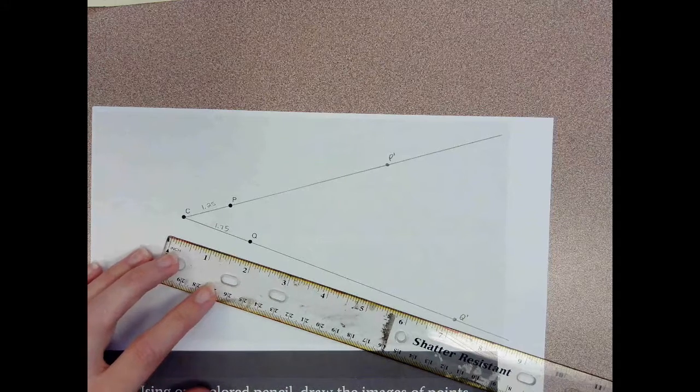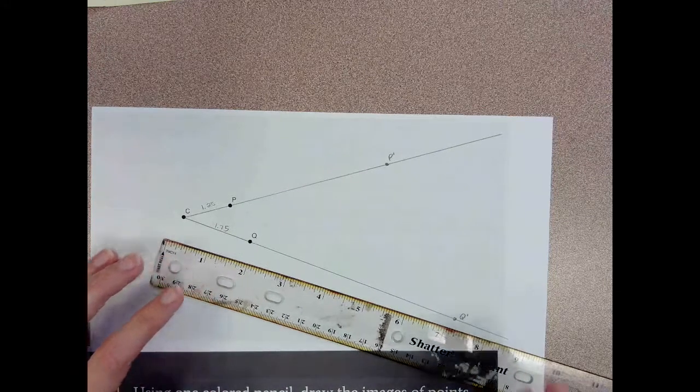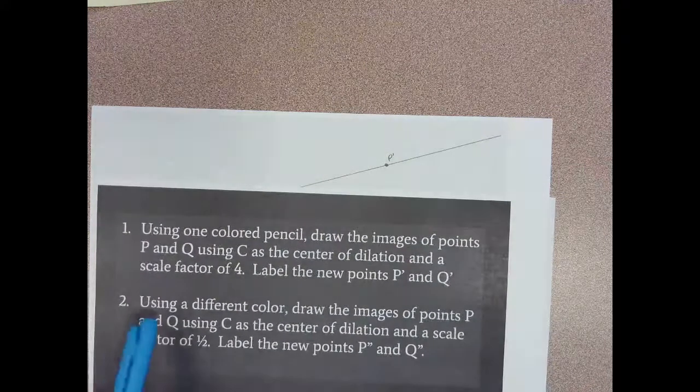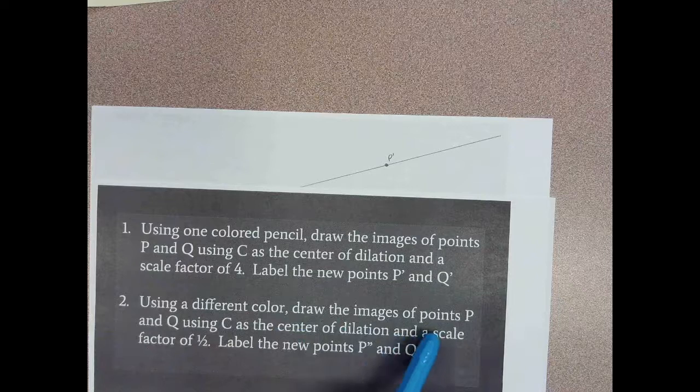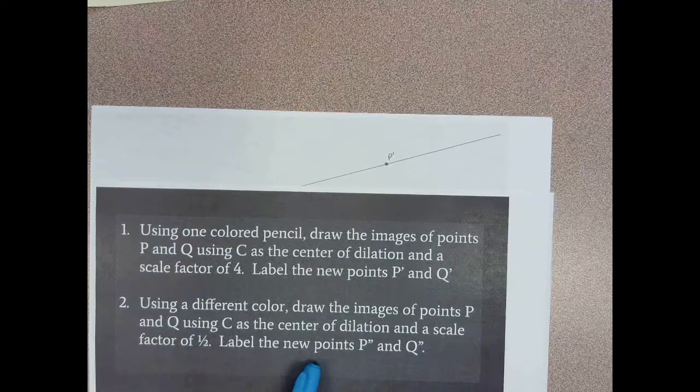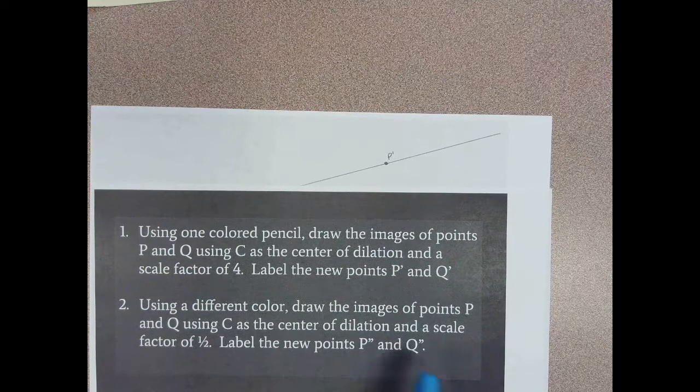Now, I know it said to do it in a color pencil, but I just used a regular pencil. And now I'll be doing it in a different color, the second part. Question 2 is, using a different color, draw the images of points P and Q again, using C as the center. But now our scale factor is 1/2. Label the new points P double prime and Q double prime.